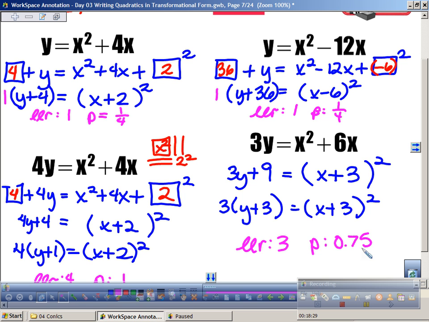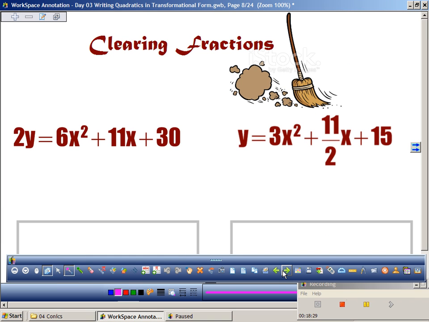Yes, completing the square is the only method, because we're making squares, right? And that square is what makes us be able to graph it. No, there's not 4 different ways. This is it. Good question. All right, 5, 4, 3, 2, 1.